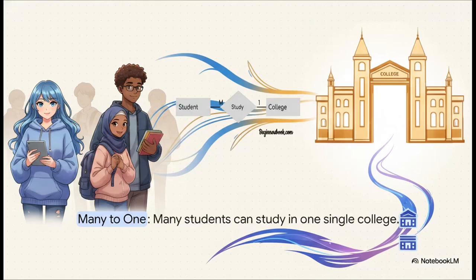To see a many-to-one relationship in action, just look at the M and the 1 on the connecting lines. It makes the logic incredibly clear. Many different students can be enrolled in one single college, but a single student isn't attending many colleges simultaneously. It creates a highly structured, logical flow of information.